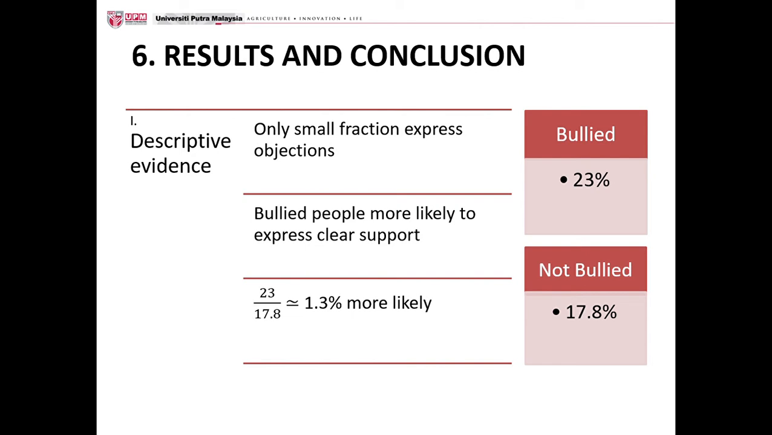has been stated, that the bullied people take around 23%, and the non-bullied only 17.8%. So we can conclude that there are 1.3% more bullied people likely to give positive support for the redistribution in the future or in adulthood.